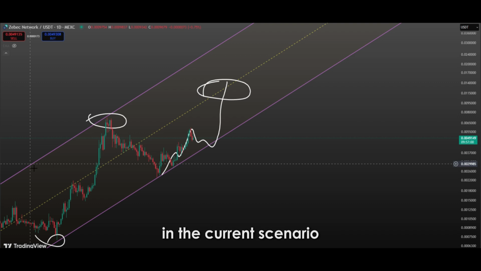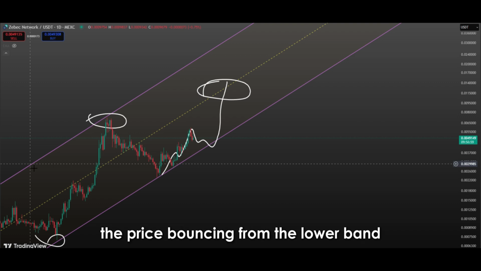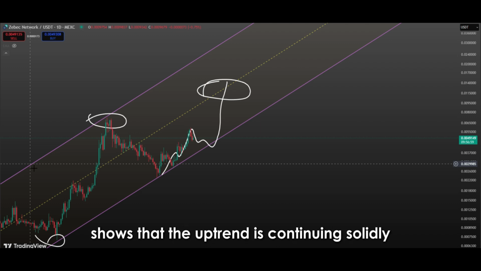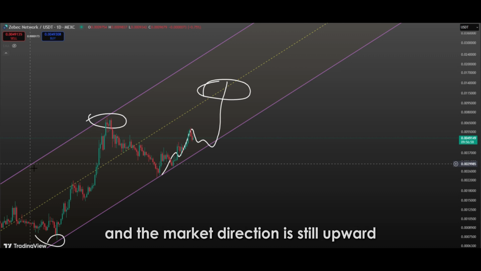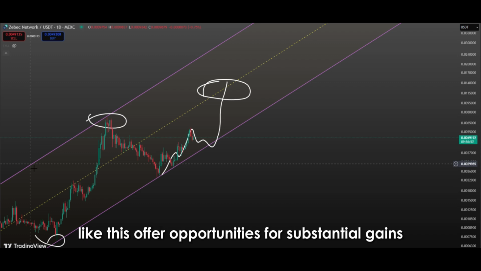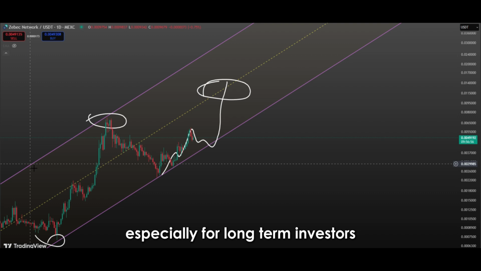effectively. In the current scenario, the price bouncing from the lower band within the ascending channel and heading toward the midline shows that the uptrend is continuing solidly, the technical structure remains valid, and the market direction is still upward. In conclusion, structures like this offer opportunities for substantial gains, especially for long-term investors.